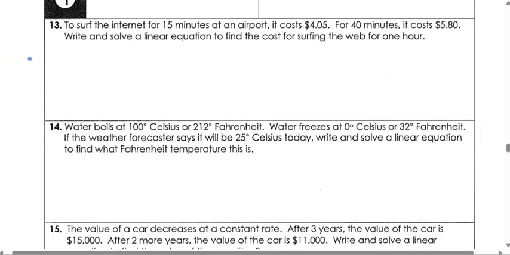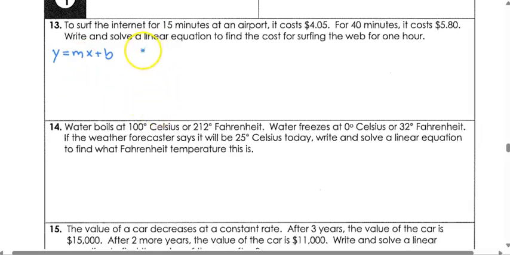All right, now we have one more type that we're going to look at. I thought there was only 3. There's actually 4. So to surf the internet for 15 minutes at an airport, it costs $4.05. For 40 minutes, it costs $5.80. We want to write and solve an equation. So our equation should look something like this. I'm going to assume that it's going to be some cost per hour plus a flat fee. That's usually how these cost problems work. So I need to figure out what that per hour cost is.